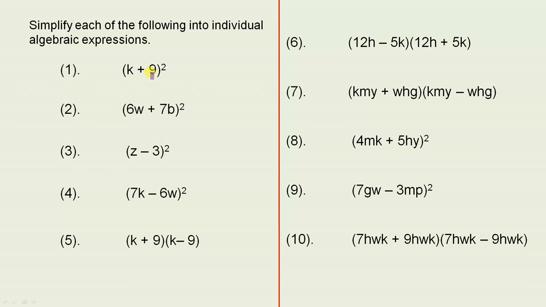Back to this example here. So this is a more involved example of this one. You square the first, you multiply the two terms together and double the answer, and then you square the second. Square the first minus twice the product of those two terms plus the square of the second, and finally this is another example of a product of a sum and difference.